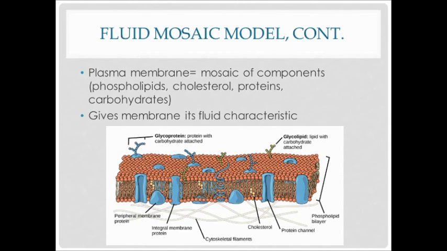So it's just like it sounds. The plasma membrane has this fluidity to it, but it also has mosaic components, all of these proteins and lipids and carbohydrates that are embedded within it, almost like a jello with pieces of fruit and whatnot stuck in it in different places. It's fluid mosaic. It gives the membrane its fluidity, but also its structure.